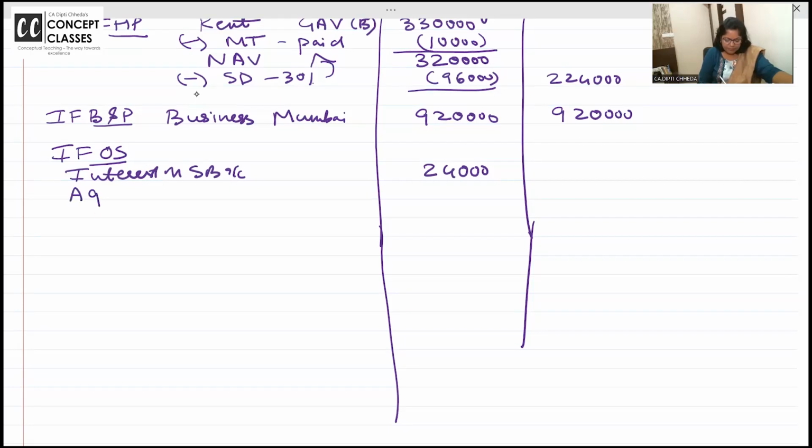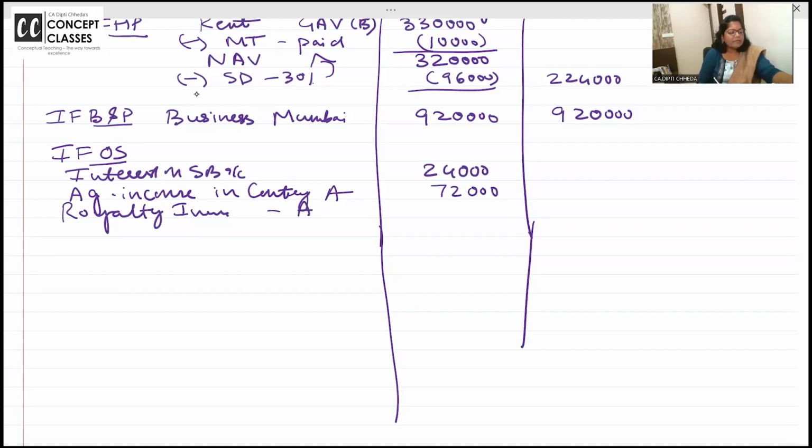Agricultural income. Country A. Royalty income. Where is it from? Country A. 8 lakhs. Out of that 70,000 is the expenditure. So 7,30,000.